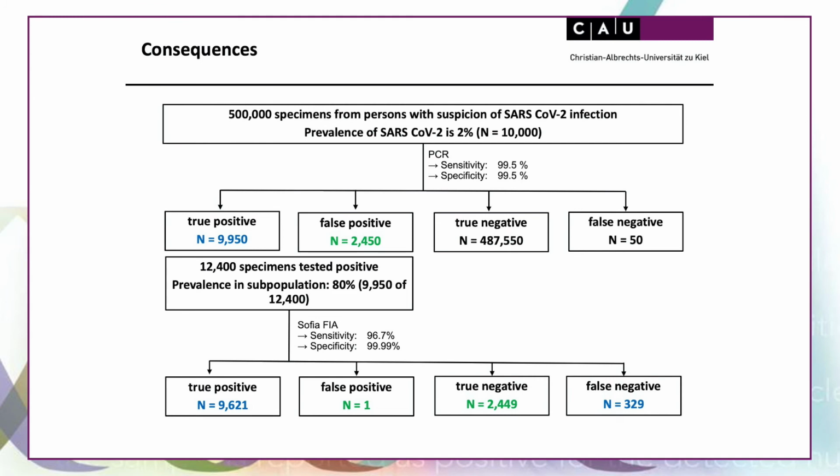In my personal view, it perhaps becomes a political decision of what ultimately is considered appropriate. Do you send 2,449 people who falsely tested positive for SARS coronavirus 2 into quarantine? Or do you miss 329 people who do have the infection and could then transmit the virus to others?